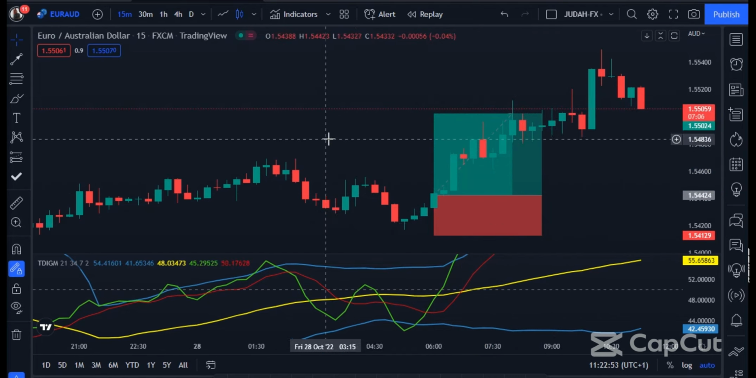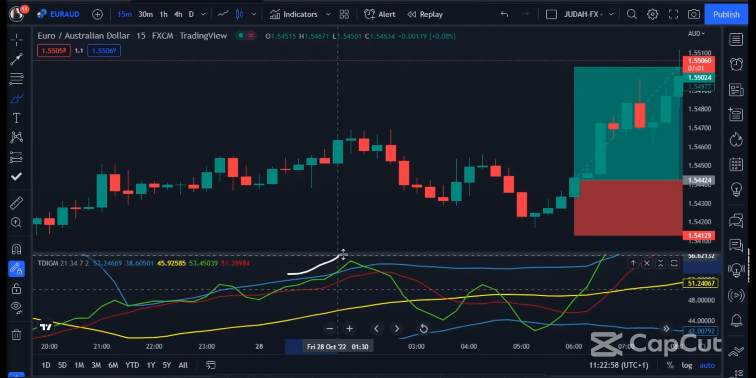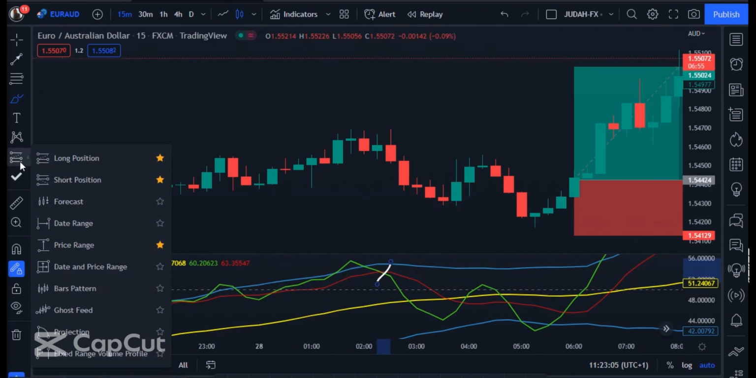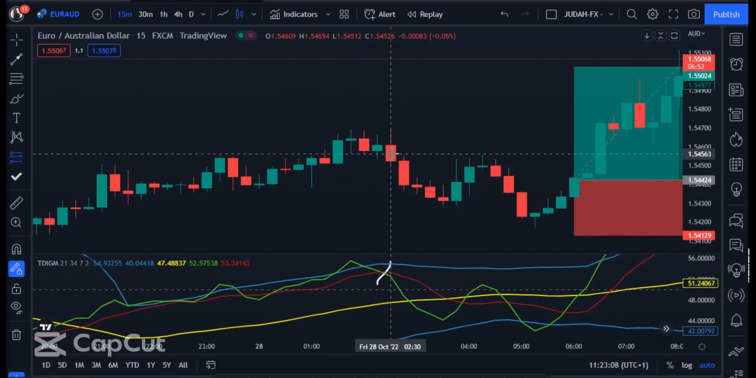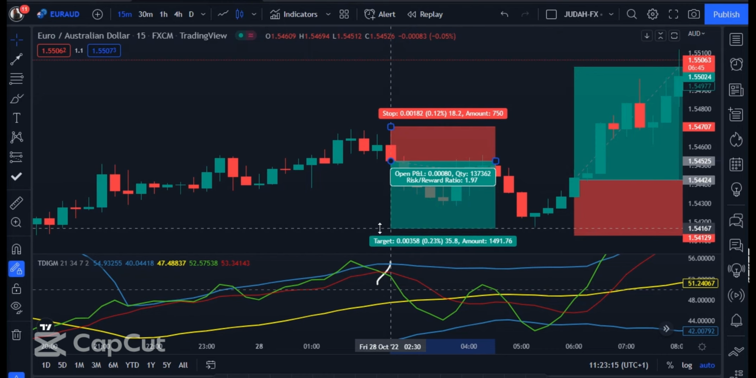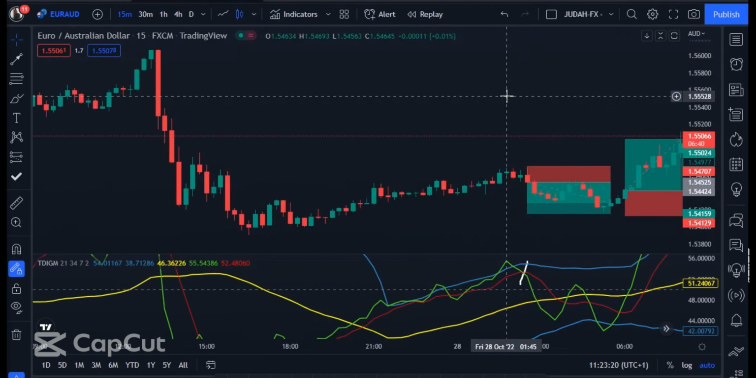Let me look for another example. Okay, here's another example of the shark fin. We can see the RSI goes out, enters back in, and crosses over the signal line, and we enter on a sell position right here. Get on a sell, stop loss above the highs. Let's see if it gives us a 1 to 2. Yeah, it gives us a 1 to 2 risk to reward on that trade.